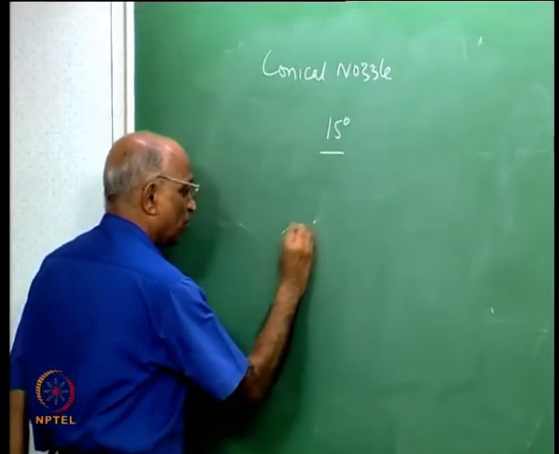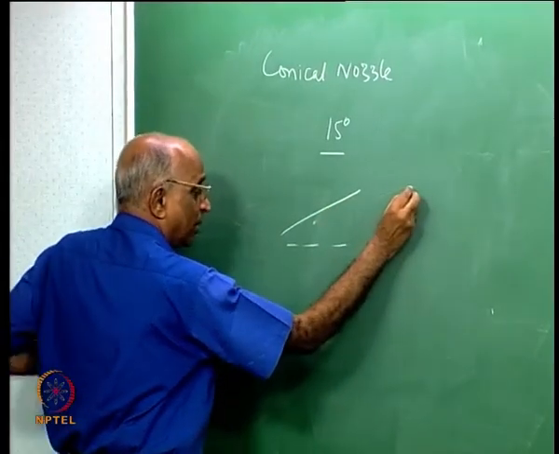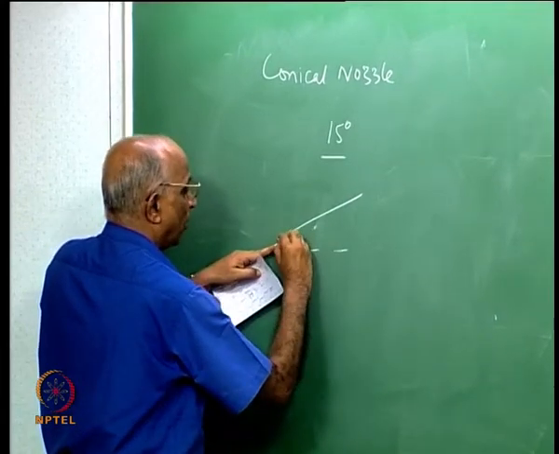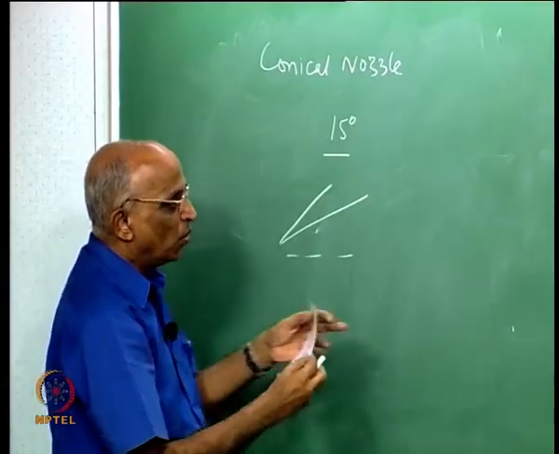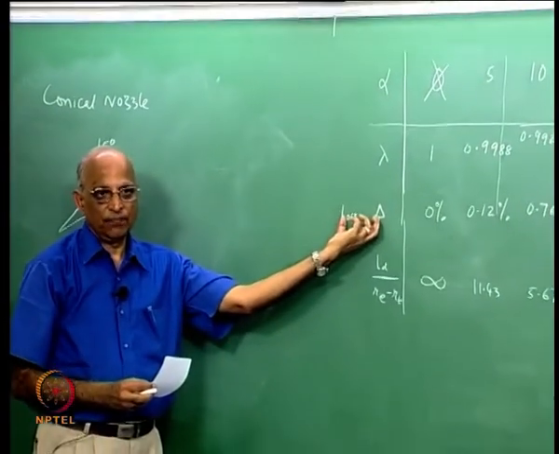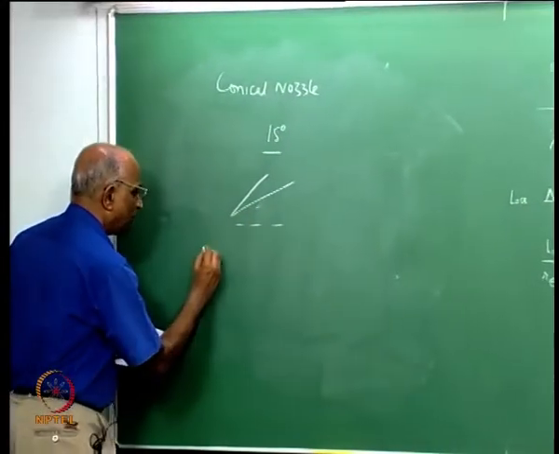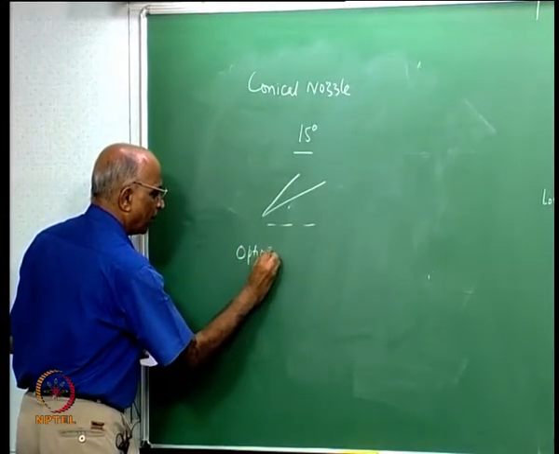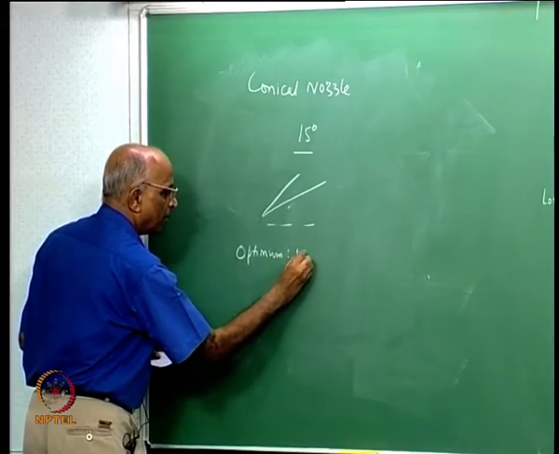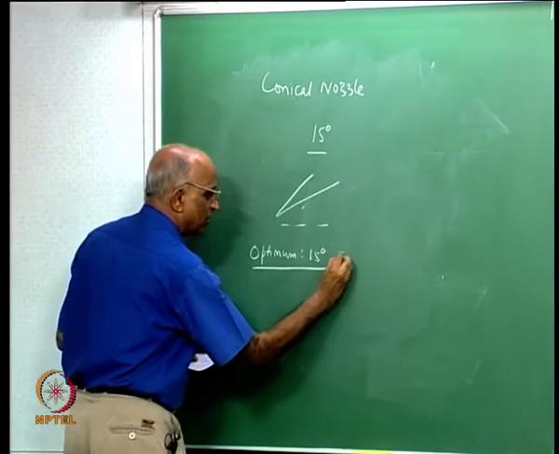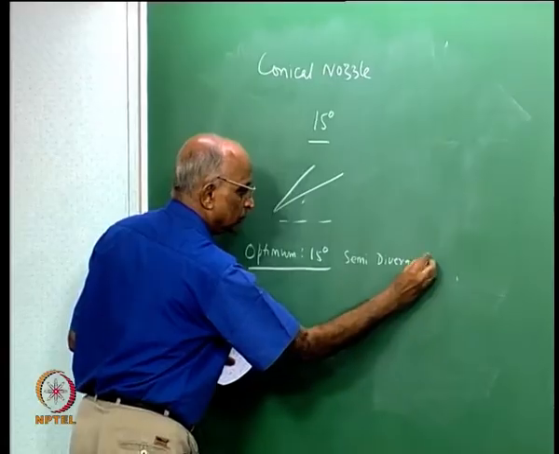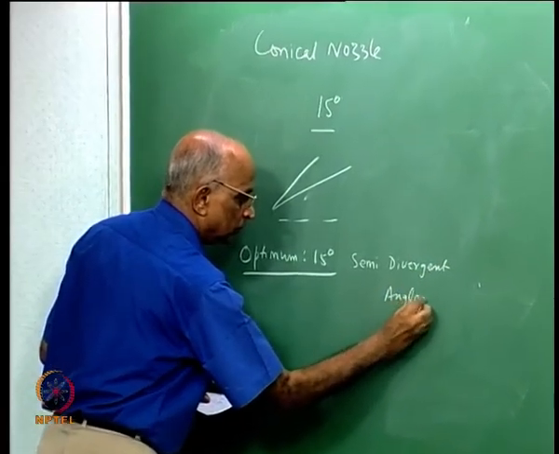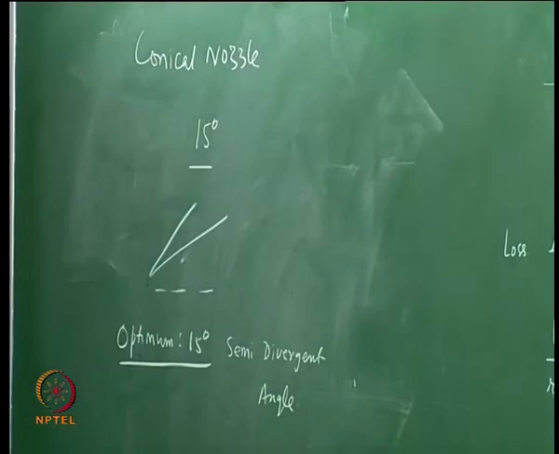We will not go for smaller angles, because in that case the nozzle becomes long and the weight goes up. We will not go for larger values of angle, because if you go for larger angles we will lose more of the thrust. Therefore, the optimum for a conical nozzle is generally kept at 15 degrees semi divergent angle. Does it make sense? Is it meaningful?